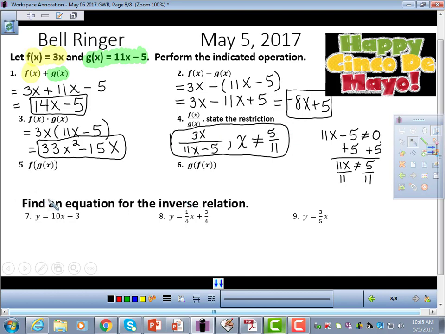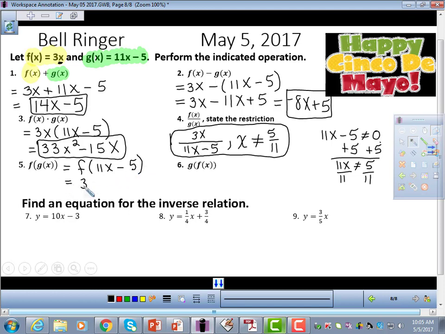Now we're at compositions. So we start on the inside. The inside function here is g of x. So we are going to substitute in the 11x minus 5 for the g of x. So we're looking at f of 11x minus 5. Some of you were getting confused on this. We're using the f function. Where the x is, we are going to substitute in for that x value.